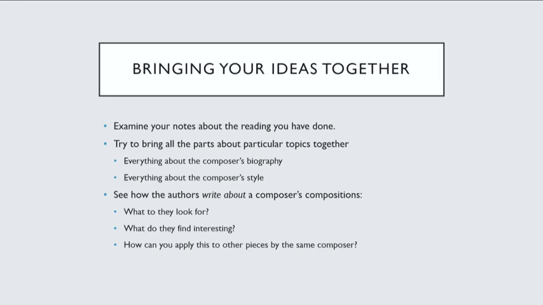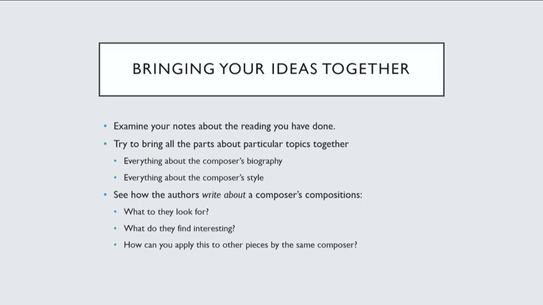Okay, you're going to try and bring all the parts about particular topics together. So everything about the composer's biography, for example. When was he born? Where did he work? What influenced him in his music? When did these things happen? Bring all of those things together. Then look for all of the things about the composer's style. How did he use rhythm? How did he use melody? How did he use harmony? How was his composing style influenced by other people? Bring all of those things together.